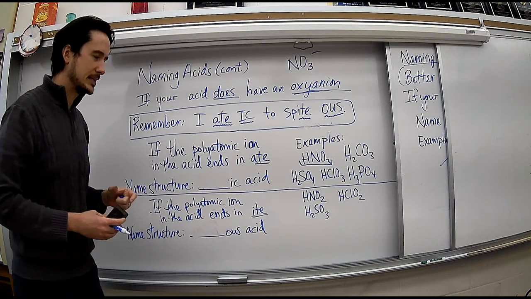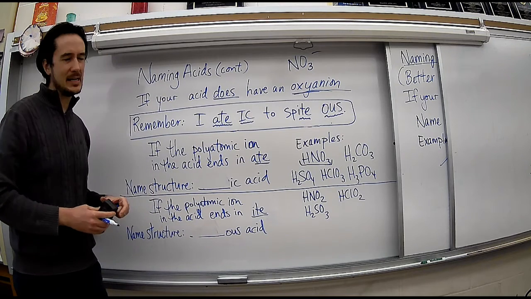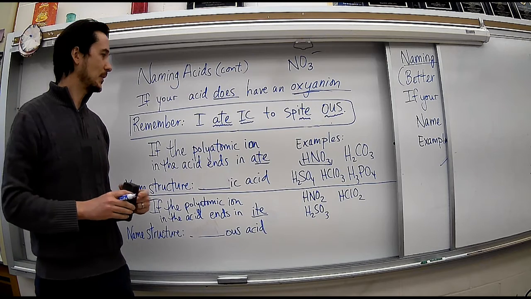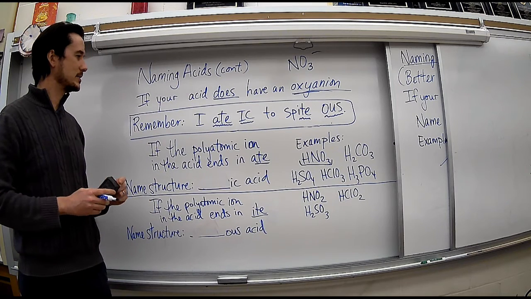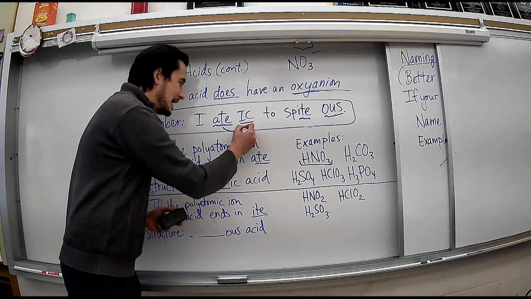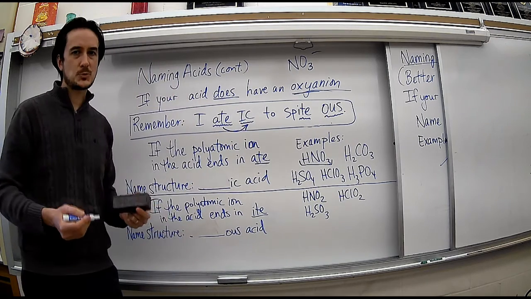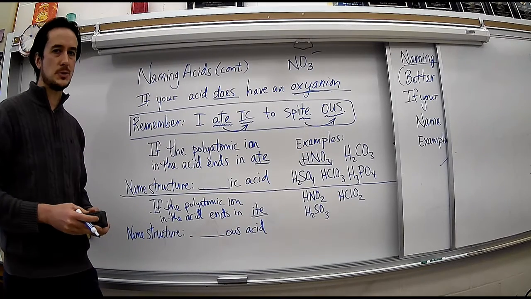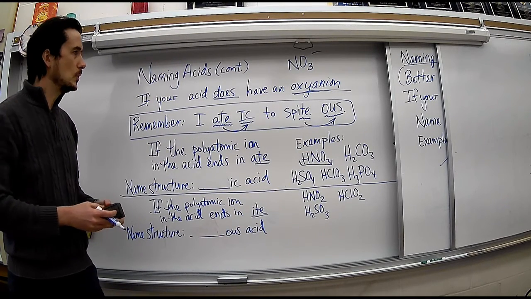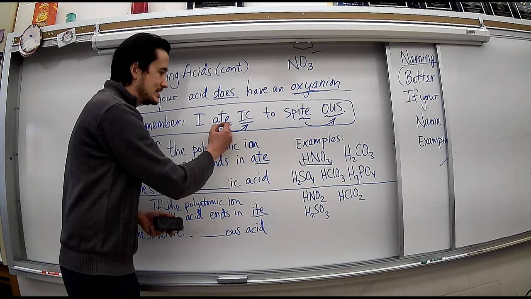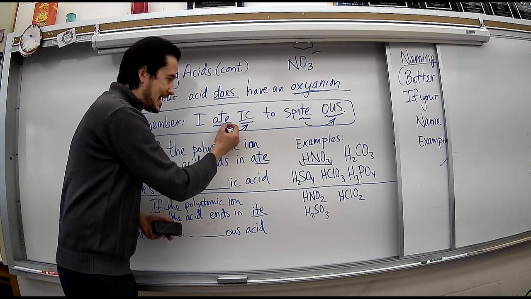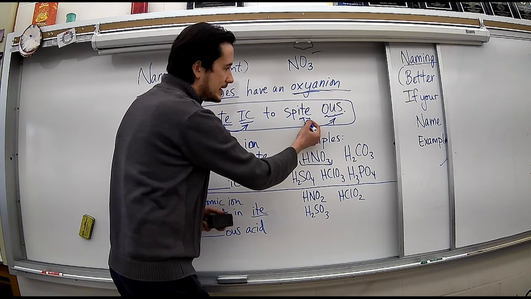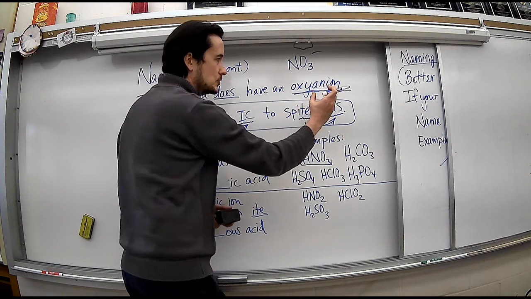He said, you know, "I ate ick to spite us." And I thought he was a little bit out there at the time, but as I thought about it, it made sense. It connects ate and ick, and it connects ite and us. So if you have a polyatomic ion that ends in ate, that ate part is going to change to ick. If you have a polyatomic ion that ends in ite, that ite part is going to change to us.